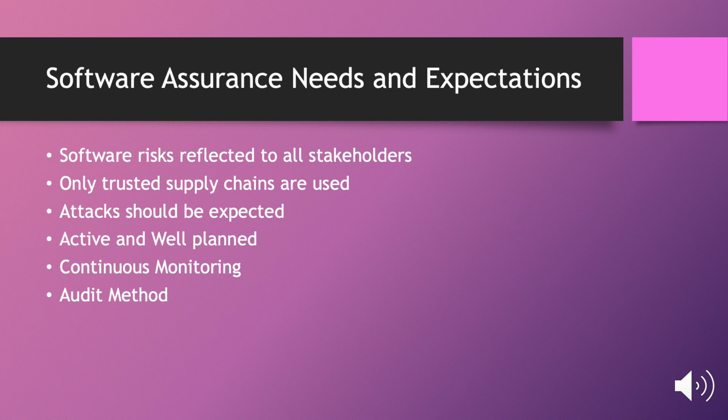Customers want more secure software because of the increase in cyber attacks. One expectation for software assurance is that all stakeholders are made aware of the risks associated with the software. As soon as a new vulnerability is found with the software, all stakeholders will be notified. Only trusted supply chains will be used for software. The assurance of each component depends on the others.